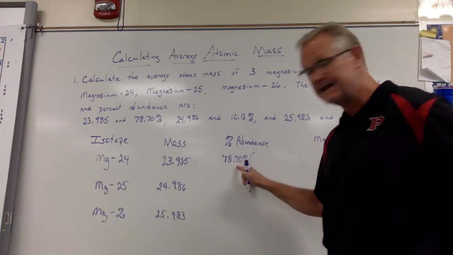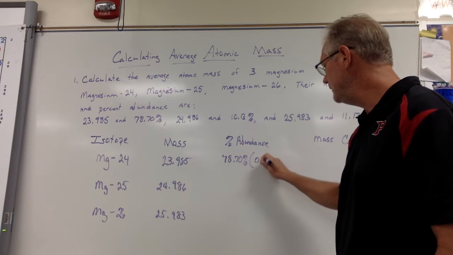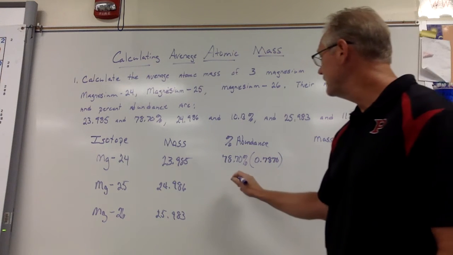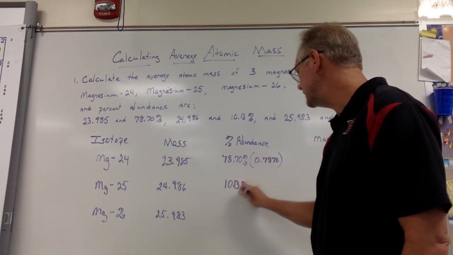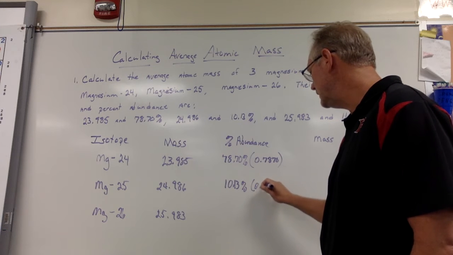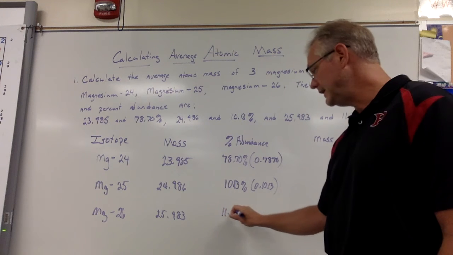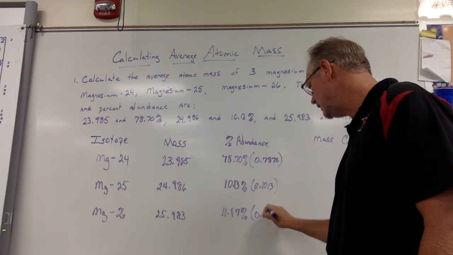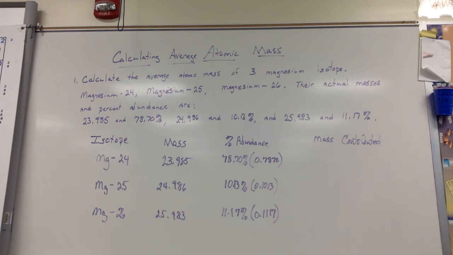So what you have to do is you have to take that out of the percentage and put it back in a decimal. So that's actually going to be written as its decimal form, 0.7870. This one is 10.13%. So again, 0.1013, and finally this one is 11.17%, and that's going to be 0.1117.